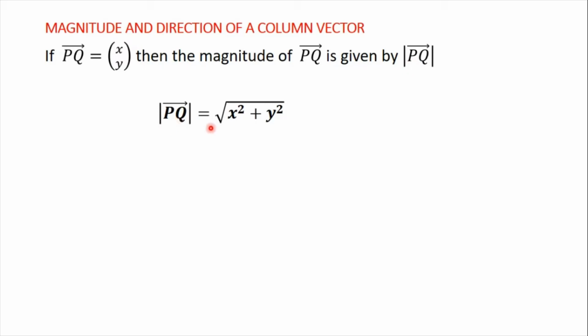The magnitude of vector PQ is given by the square root of the x component squared plus the y component squared. So if you are given a vector like this, (x, y), and you are told to find the magnitude of the vector, take the square root of the square of the x component plus the square of the y component. So the magnitude of this vector PQ is equal to the square root of x squared plus y squared, where x is the x component and y is the y component. Let's take some questions and see how to use this.